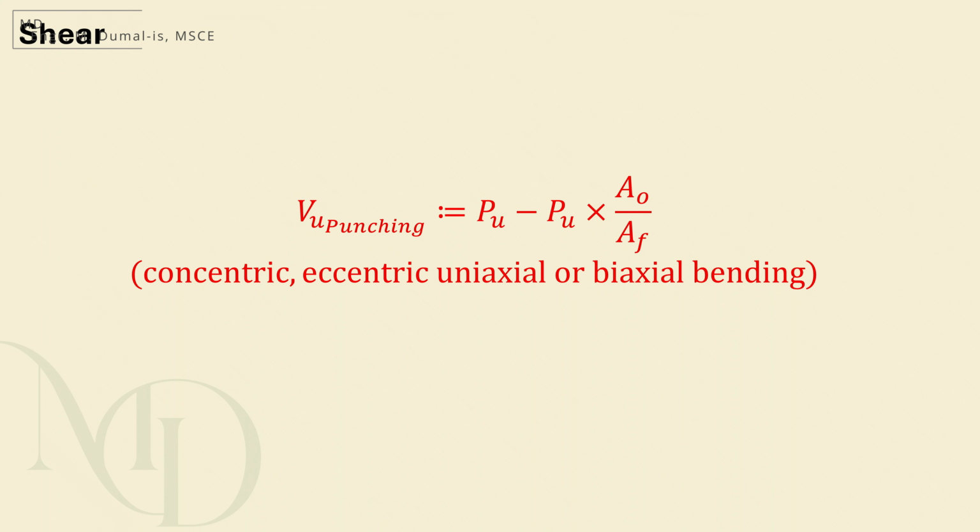With that established, let's now explore some of the other derived formulas. We'll start with punching shear. Regardless of whether the loading is concentric, uniaxial, or biaxial, the formula for punching shear demand remains the same. The shear demand is equal to the ultimate axial load minus the reduction in stress acting along the critical perimeter of the footing.